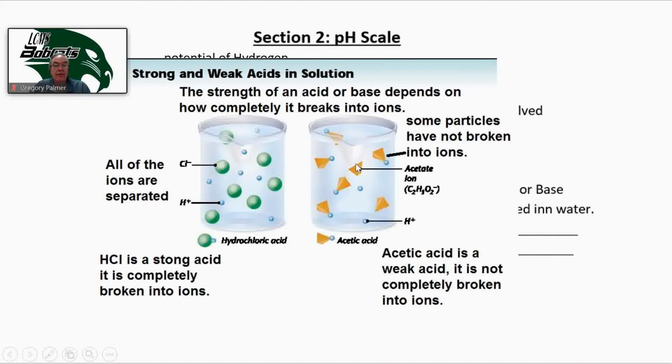This acetic acid, which I told you is in pickles, is a weak acid because some of the particles have not broken into ions. You can see this one's still connected. This one has ionized, it's broken into the ions. This one hasn't. This one has. So acetic acid is a weak acid. It is not completely broken into ions. Now, if we boiled off part of the water and made it more concentrated, it would still be a weak acid.